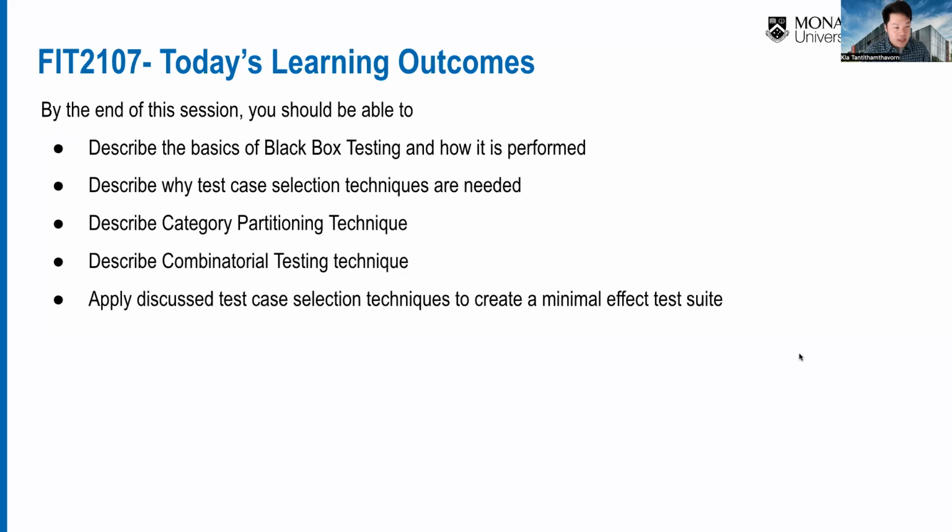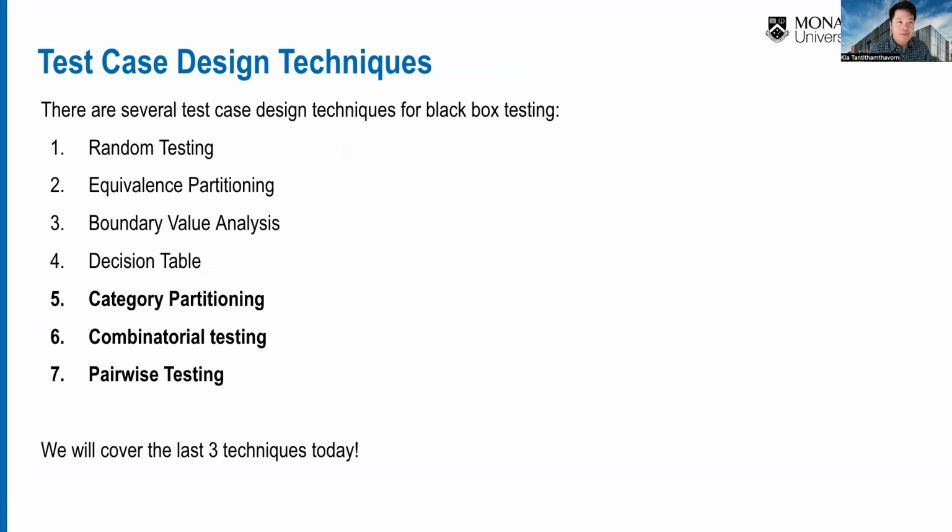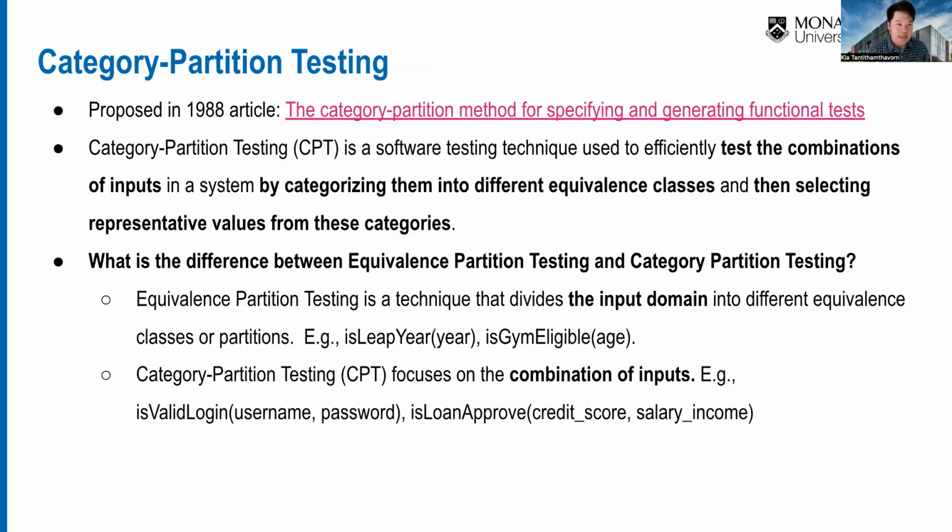Okay, thank you. So I will continue. This is today's learning outcome. We will talk about black box software testing: category partitioning, combinatorial testing, and pairwise testing. We will cover the last three techniques. Let's start with category partition testing.